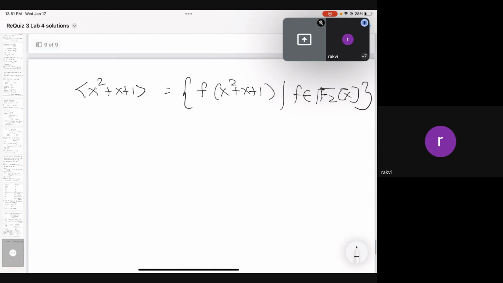So this is just my set, and you can show that this is an ideal. I mean, 0 is here, it is closed under addition, and you can show it satisfies the properties of ideals. If you take this set, all the multiples of x squared plus x plus 1, then you can check that it satisfies all the properties of being an ideal. So it is an ideal.